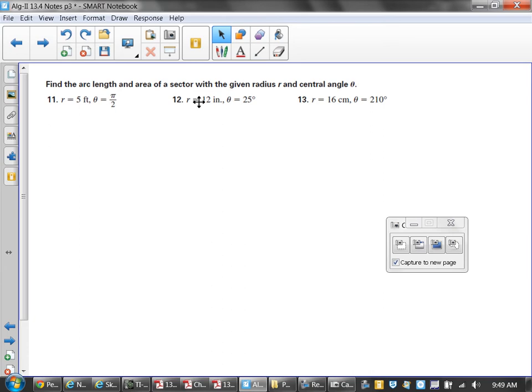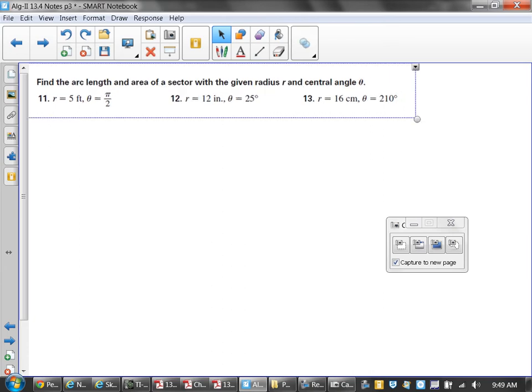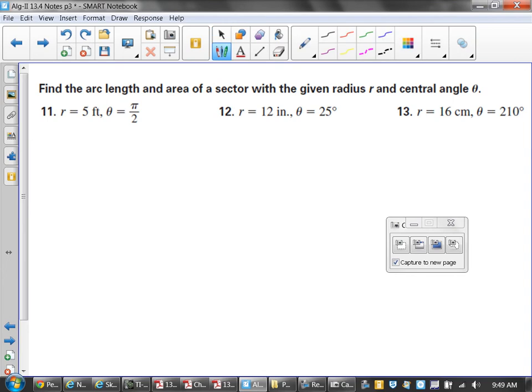Now, just a quick reminder, when you're working with arc length, it was S equals R times theta. What did theta have to be whenever we were working with these? Less than 90. No. The number.